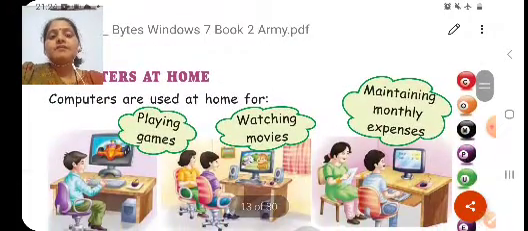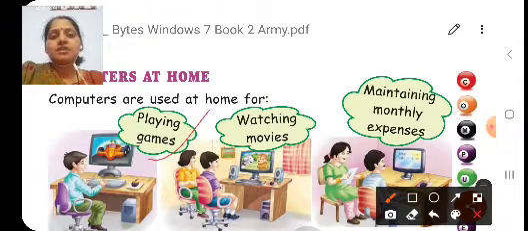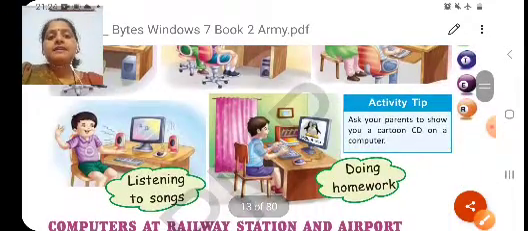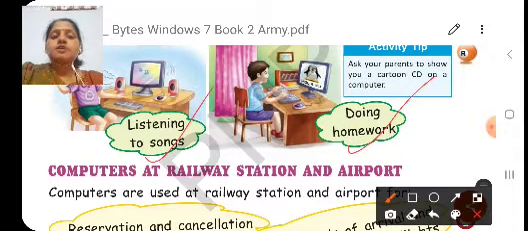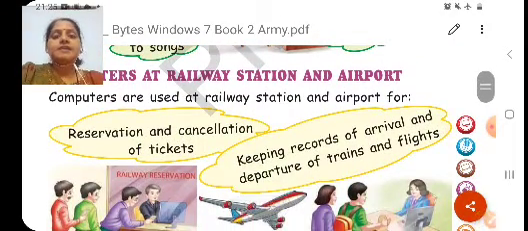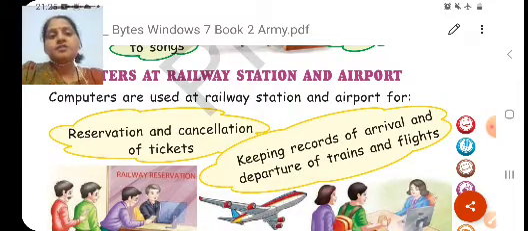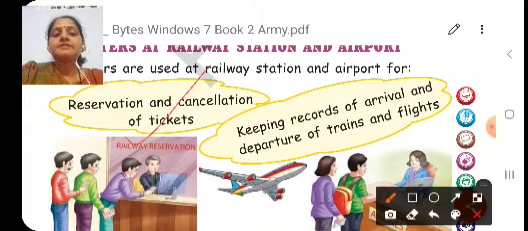Then at home children, we use computers for online classes, playing games, watching movies, maintaining monthly expenses, and children for listening to songs and doing homework. So these are the work which we do at home. Then children, we also use computers at railway station and airport. At railway station and airport children, we use computer for reservation and cancellation of the tickets. Then we also use computers to keep record of arrival and departure of trains and flights.